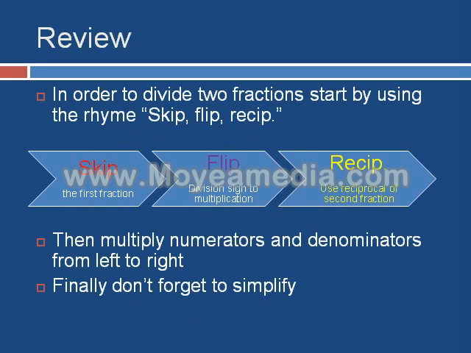Let's review quickly. In order to divide two fractions, we use the rhyme skip, flip, and recip. Once we've set that up, we multiply our numerators and denominators from left to right like normally, and then we simplify our fraction.